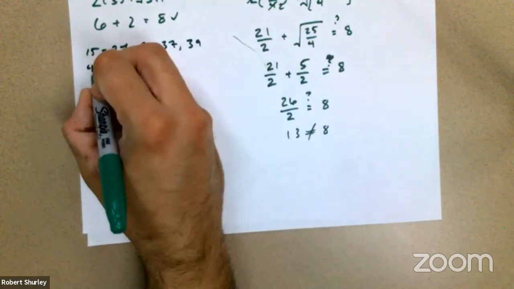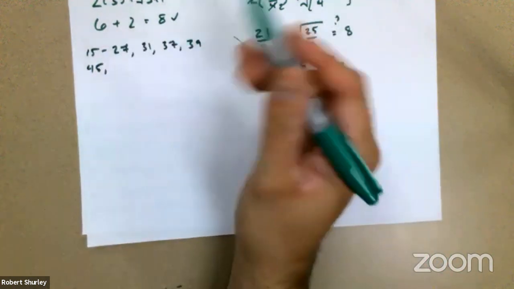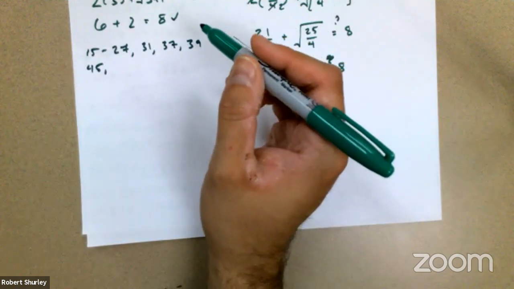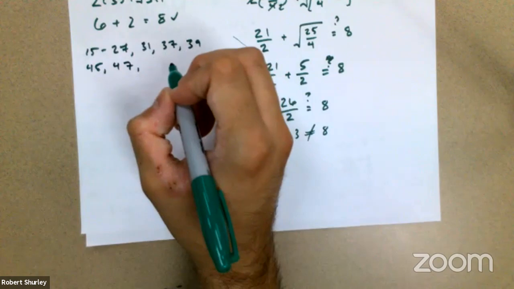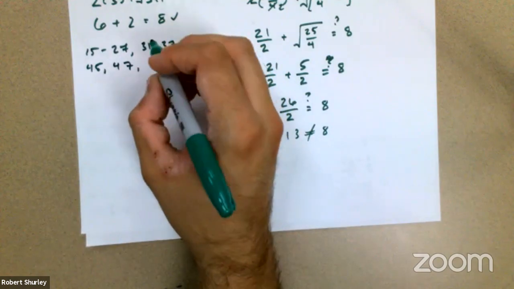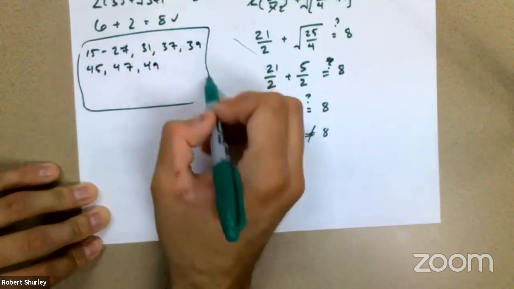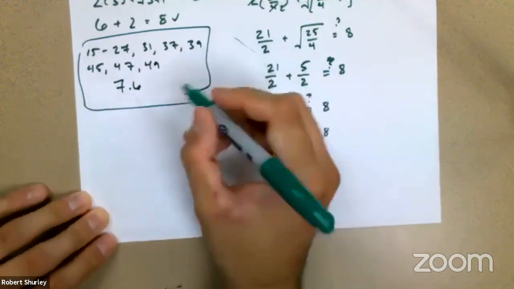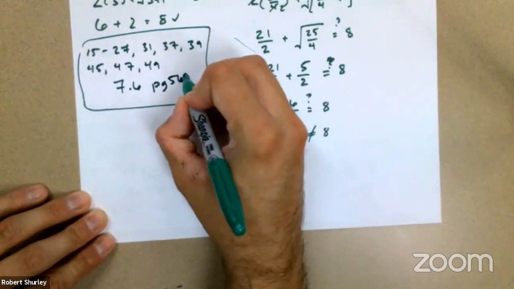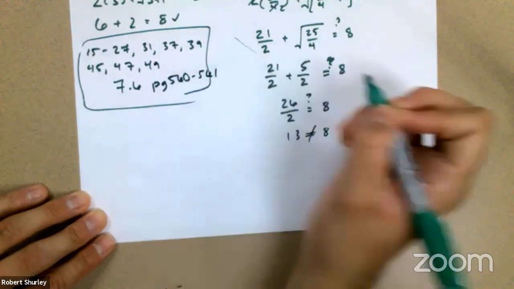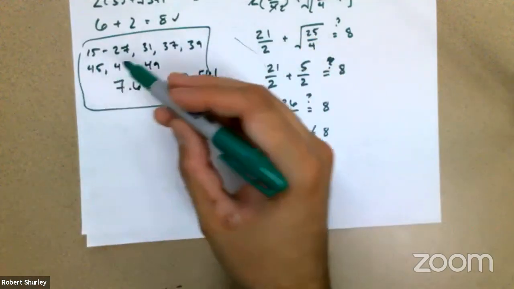Yeah. I'll tell you, like 45, it's two radicals, but it's way easier to just square both sides and solve it. 47 and 49. Yeah. So to finish up 7.6, and this is on page 560 and 561. It's 15 through 27, 31, 37, 39, 45, 47, 49.